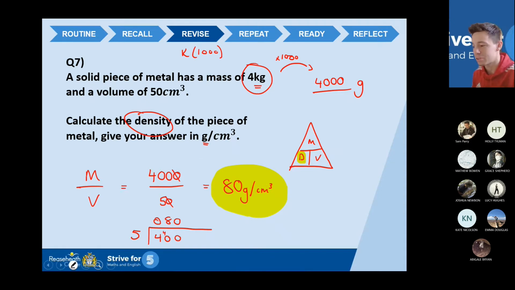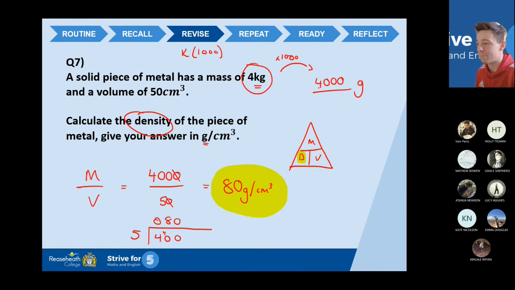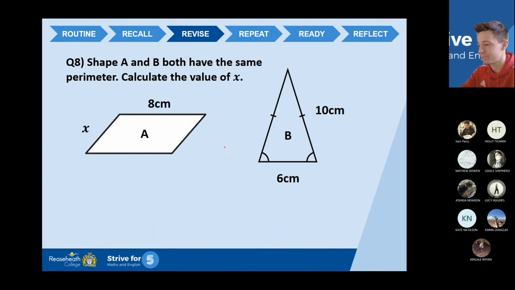Okay, but yeah, conversions. 1,000 grams in a kilogram, so it's 4,000 grams for 4 kilograms. Then bring in the triangle, mass divided by volume, and then put those numbers into that formula and get yourself an answer. Question 8. Now this one's like a problem-solving question again.